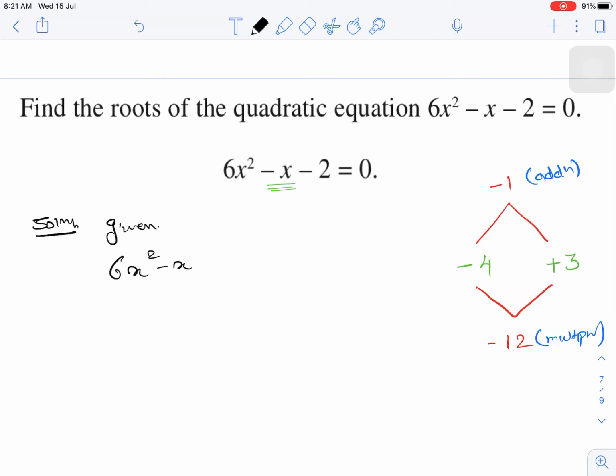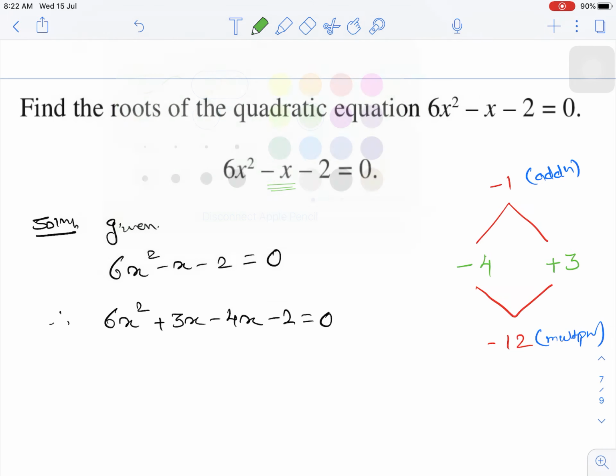The given equation is 6x square minus x minus 2 equals to 0. Now what we have to do, it depends on us which number you want to take first. You can either write minus 4 or you can write plus 3 also. For example, I am writing here 6x square plus 3x minus 4x minus 2 equals to 0. So changing the sequence of these two won't create any difference over here.